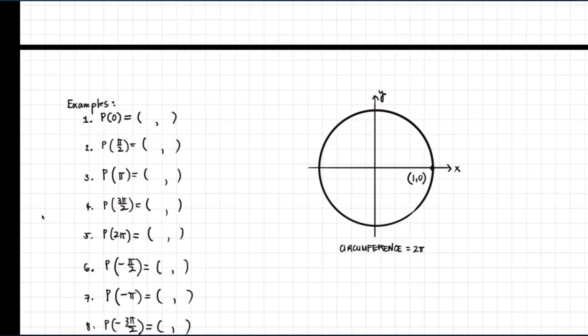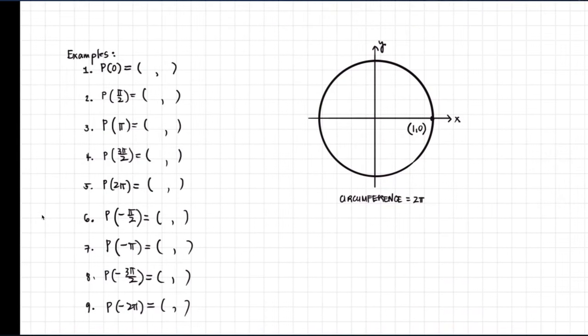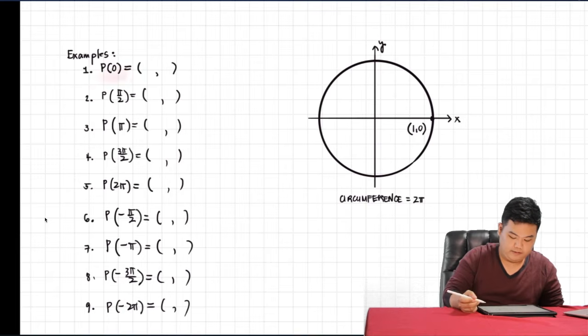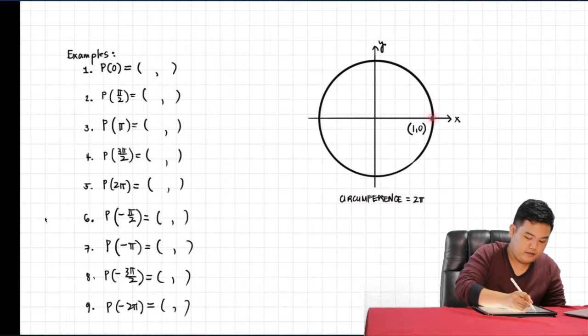Okay, so let us give the value of the following P of thetas. So, for number 1, P of 0. P of 0, you measure 0 units away from (1, 0). So, that is exactly the point (1, 0).